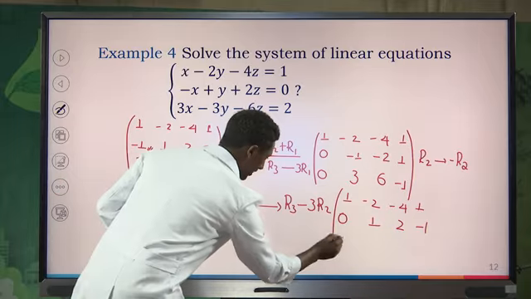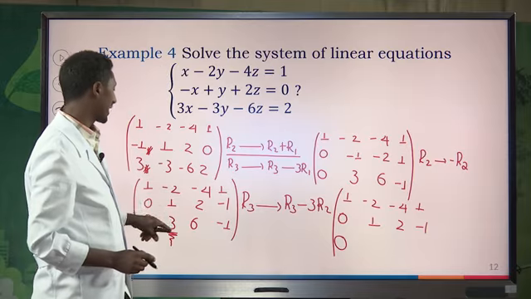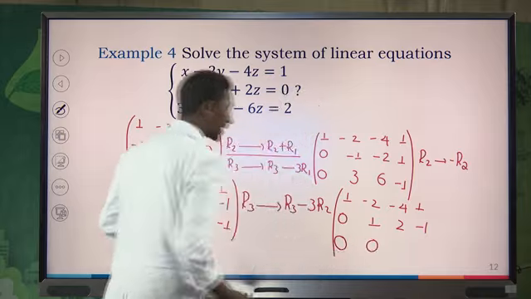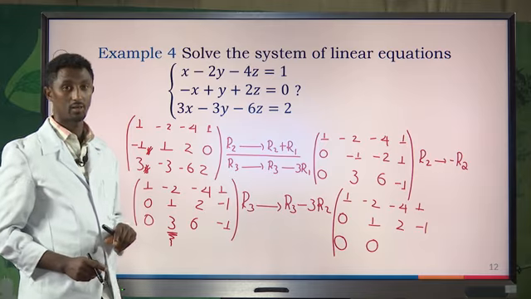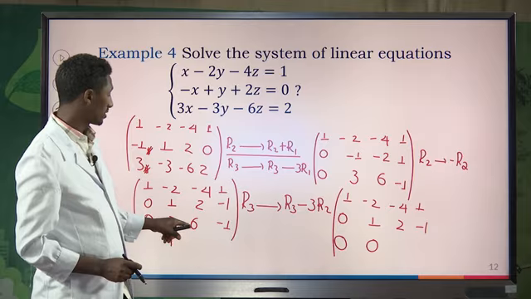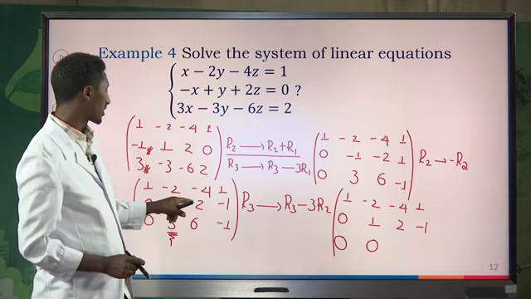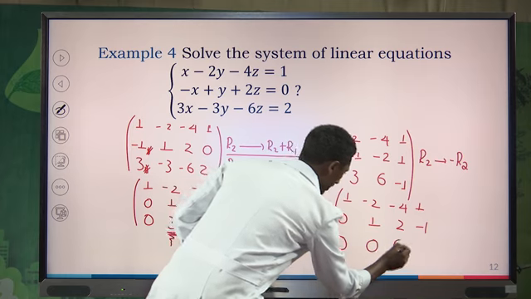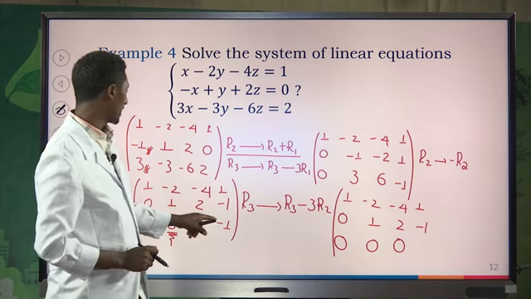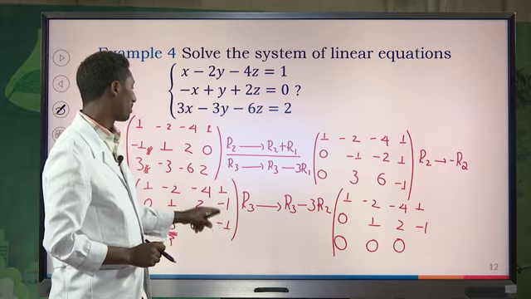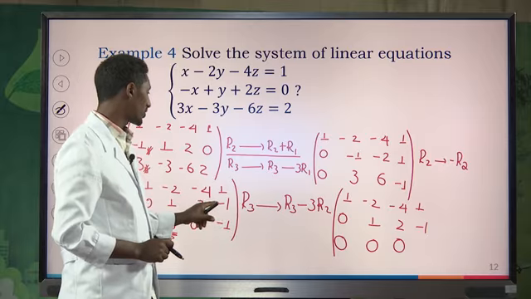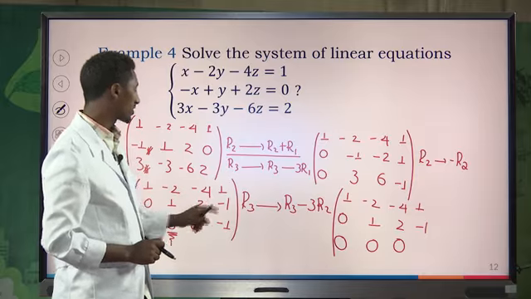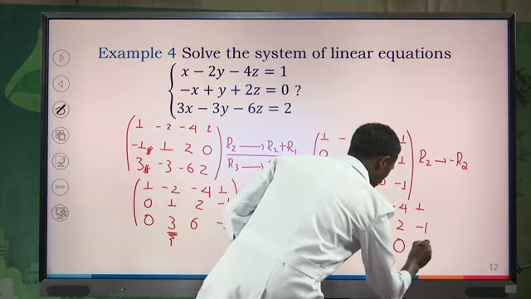Here the first entry is 0, since 3 minus 3 times 1 is 0. And the other entry, 6 minus 3 times 2, that's 6 minus 6, it's also 0. Then finally, minus 1 minus 3 times 1, that's minus 1 plus 3, so that is equal to 2.